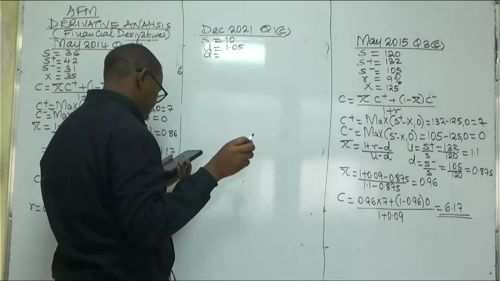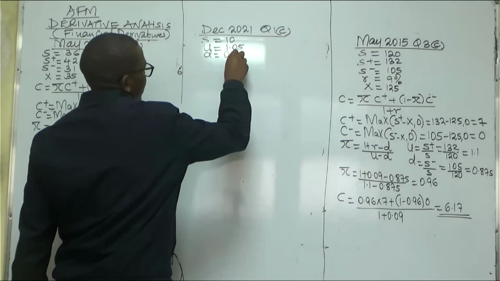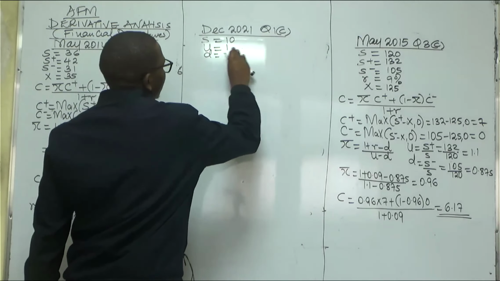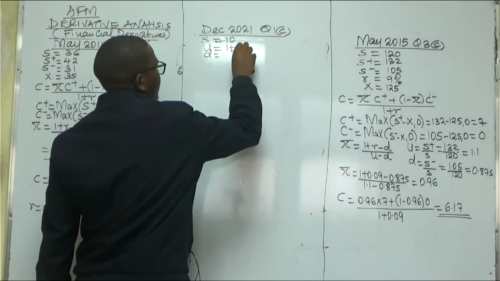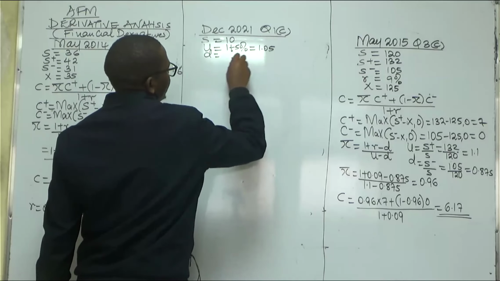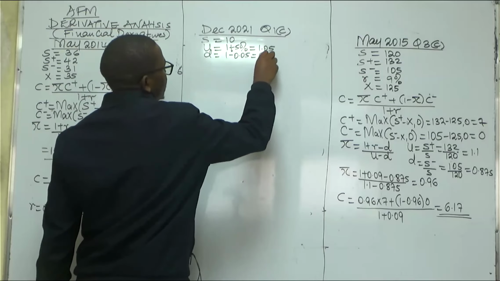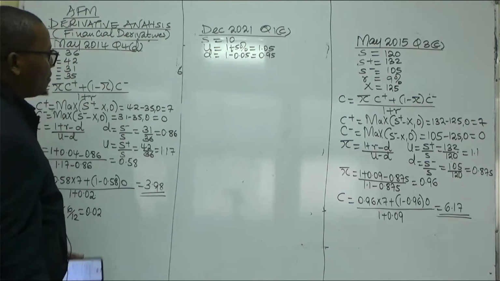And then we've also been told that it decreases by 5%. This will be D. I've said this is 1 plus the 5%. Let me just write that, which is 1.05. This is 1 minus 0.05. This is 0.95.